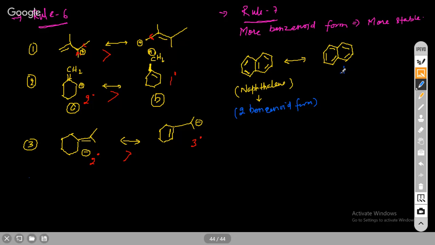Now here you see, we don't have any pi bond present here, right? So here we have only one benzenoid form. So obviously when we have two benzenoid forms, the first one is more stable than the second one. Is it clear? More benzenoid forms, more stable. Understood?